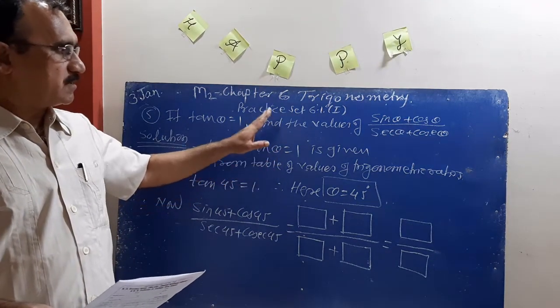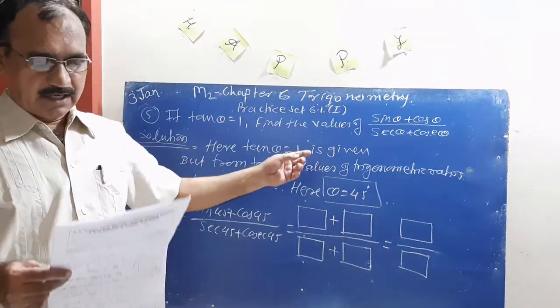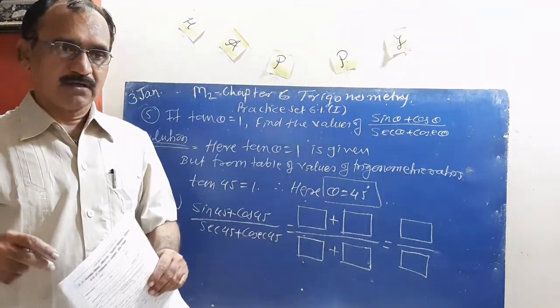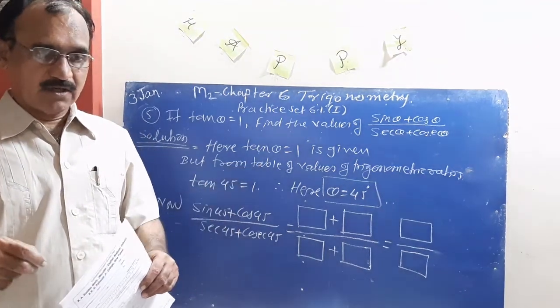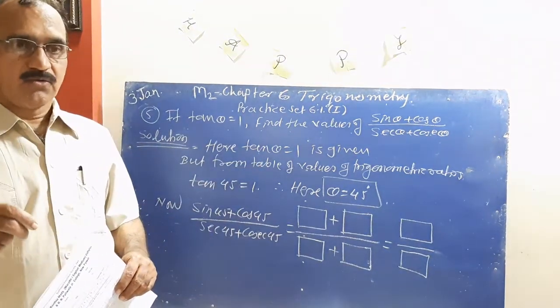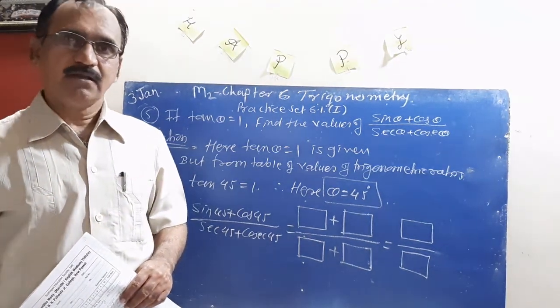Then you can prepare some new examples on the basis of this example. And then the remaining part of 6.1, that is part 2, means question number 6. There is one question, prove that. We will see it in the next video. Okay, thank you.